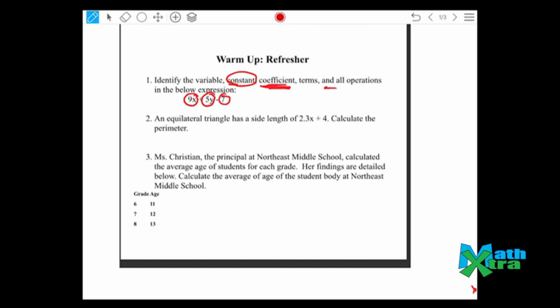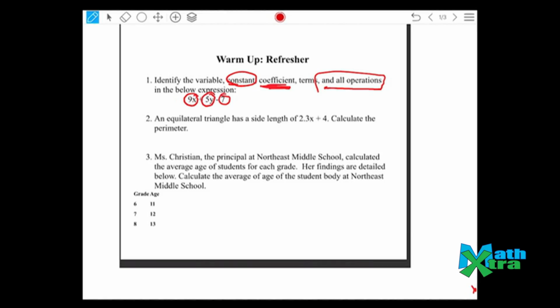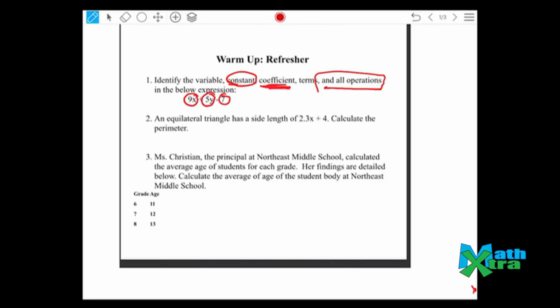Let's now identify all of our operations. Sometimes they're sneaky to identify. 9x, think of side by side means multiply. We have multiplication. We also have addition. That's an operation as well. Think about order of operations if you can't remember. We have 5y. That's also multiplication. And then we have minus 7. Minus, subtraction, is also an operation.